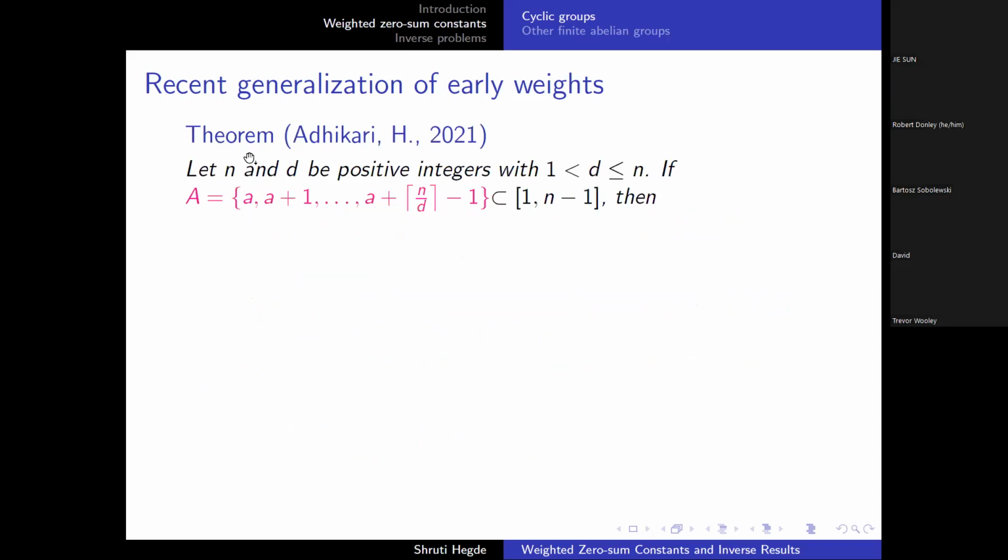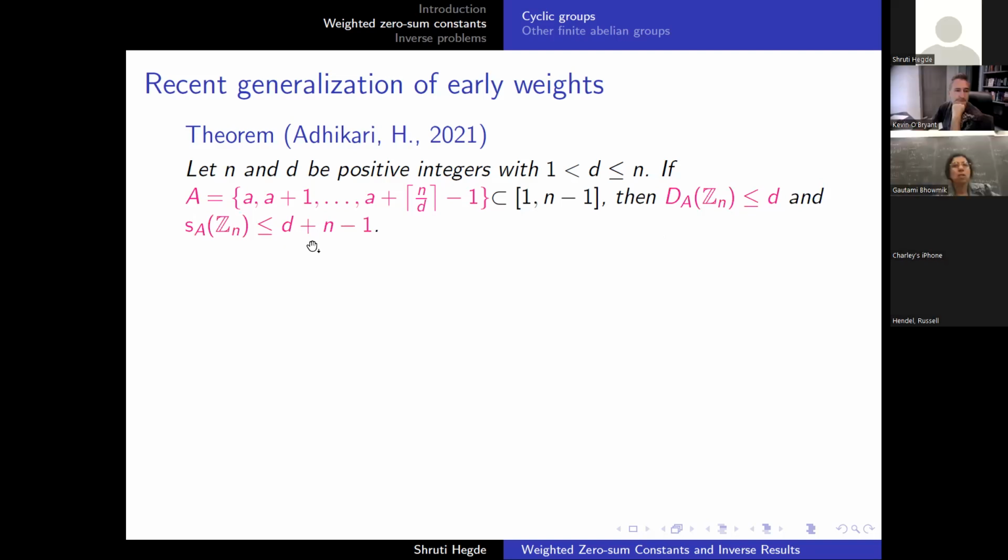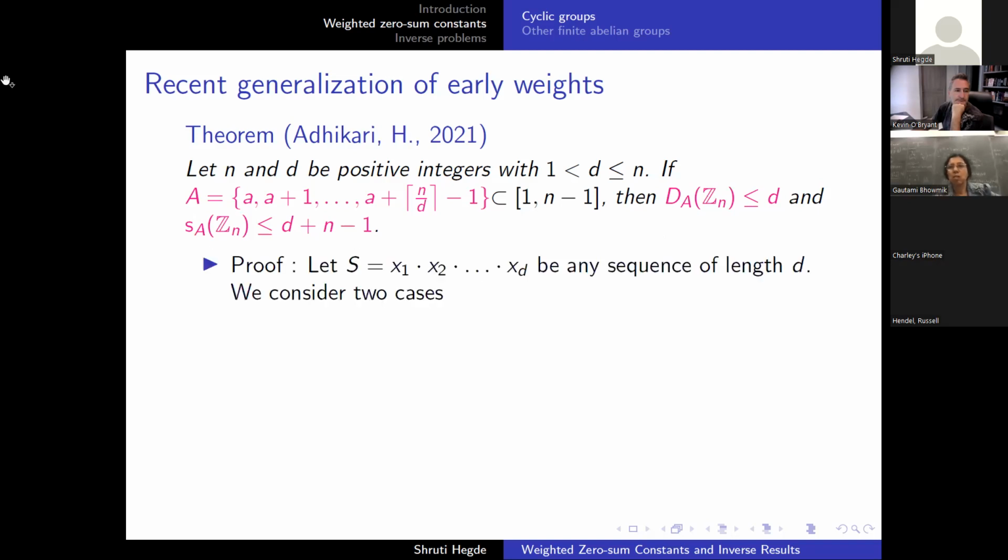And the theorem is that if n and d are integers such that d is greater than 1 and less than or equal to n, and if A is a set of ceiling n by d consecutive integers, then DA(Zn) is less than or equal to d, and SA(Zn) is less than or equal to d plus n minus 1. Of course, here it is sufficient to show that DA(Zn) is less than or equal to d. We'll see a brief sketch of its proof.